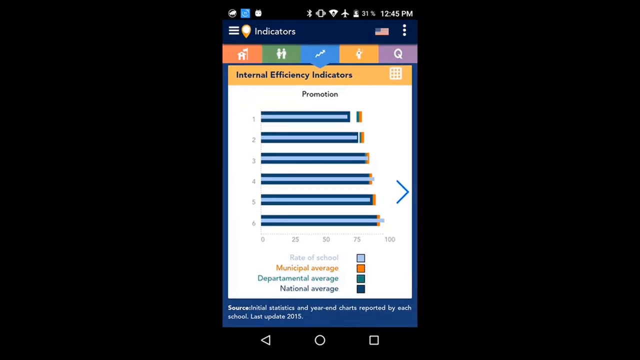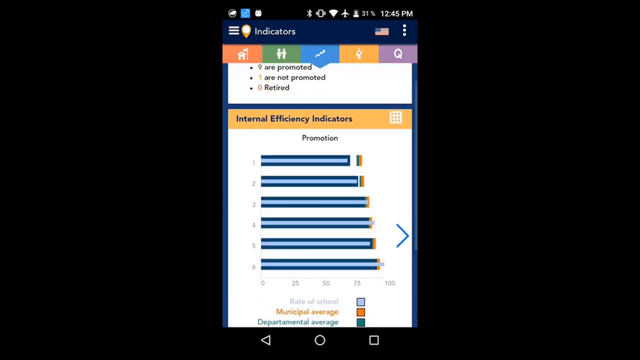But not only do you get to see the information of the school, you also, once again, are able to look at the context of that information because it compares the school indicator with the national, departmental, and even the municipal average.